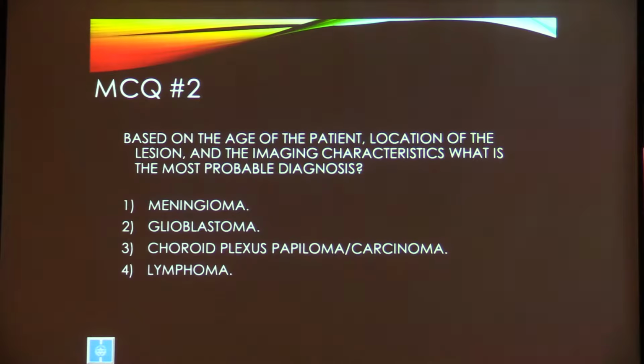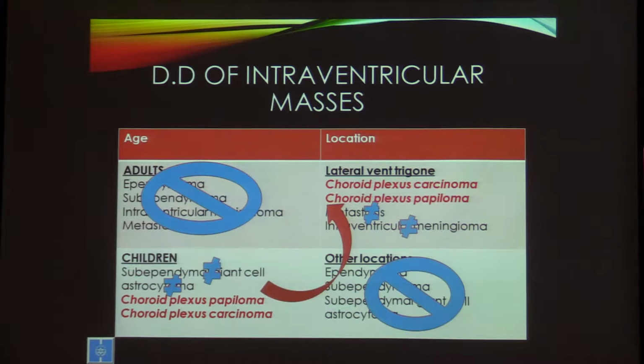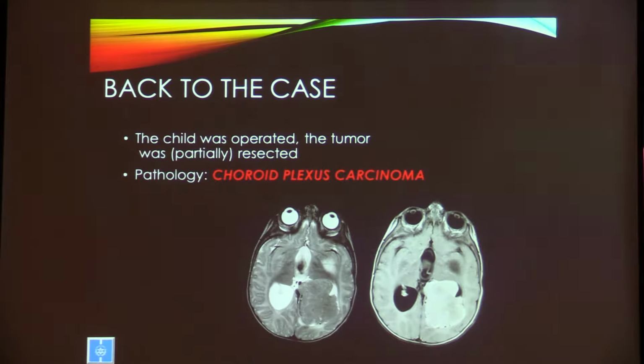So the correct answer is choroid plexus papilloma or carcinoma. Back to the case. The child was operated on the same day, and the tumor was partially resected, partially due to massive bleeding. In the pathology, choroid plexus carcinoma was diagnosed. And here are the images that we saw in the beginning. We didn't have necrosis or edema, so in this case, only the pathology helped us to reach the final diagnosis.